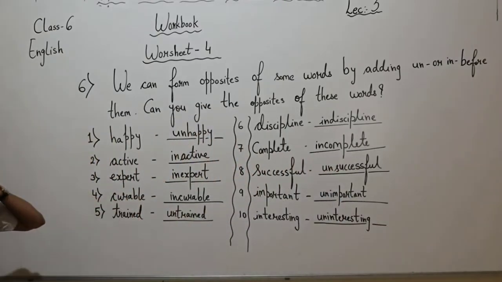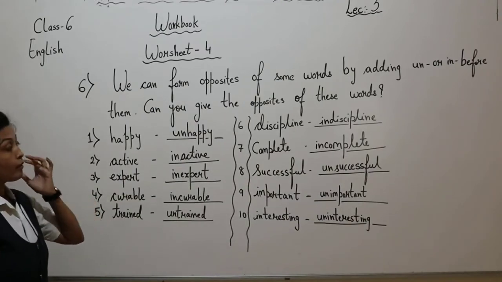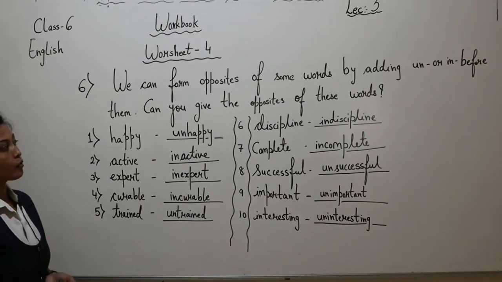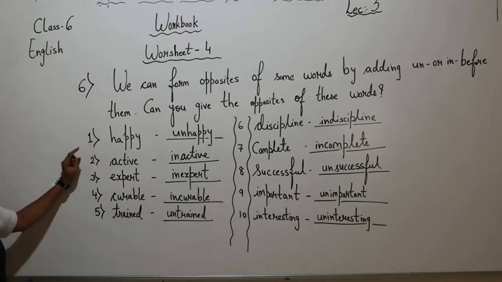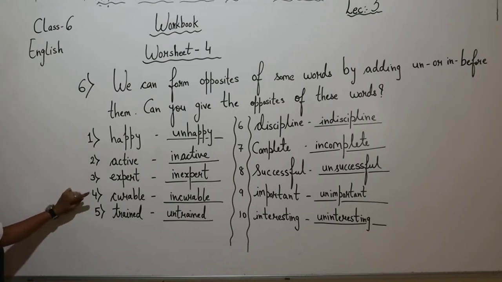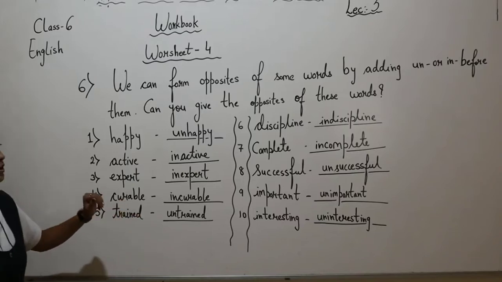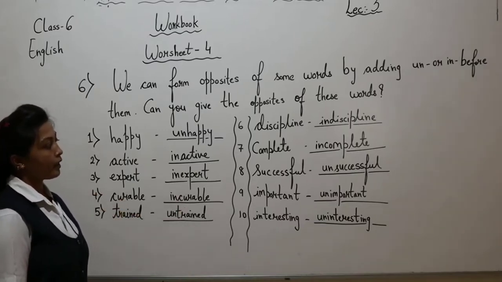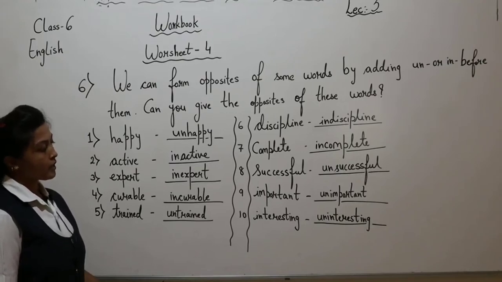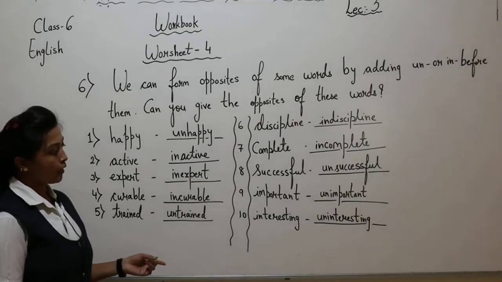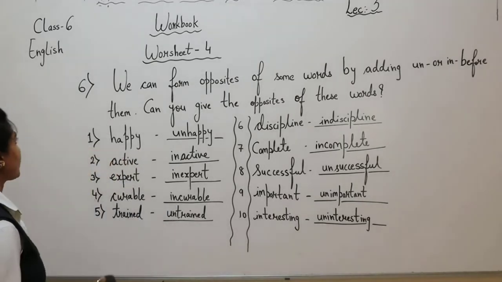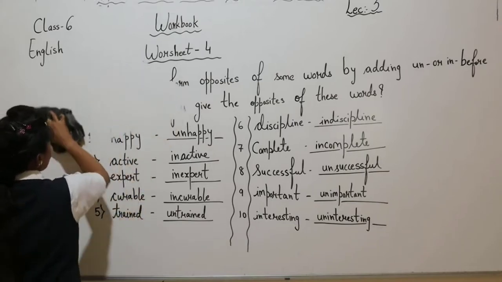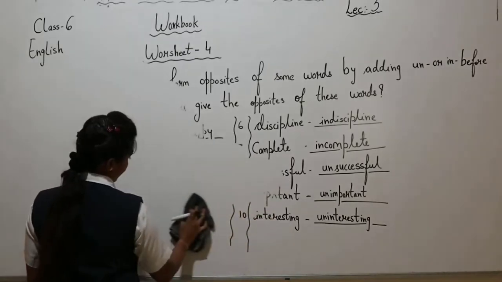So, in this exercise, what have we done? We have to write down opposites of the given words, and for making opposite words we have to add un or in before them. So, first one, happy, unhappy; active, inactive; expert, inexpert; curable, incurable; trained, untrained; discipline, indiscipline; complete, incomplete; successful, unsuccessful; important, unimportant; interesting, uninteresting. You have to note down each and everything in your notebook. And in our workbook we have a space, so write down there also.